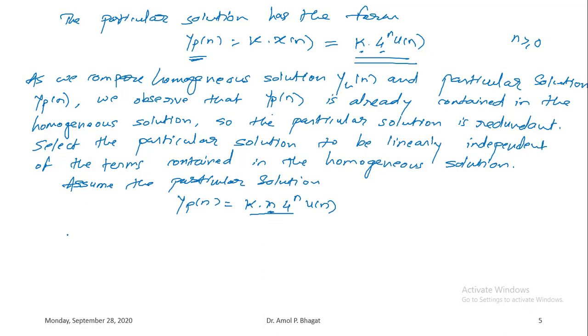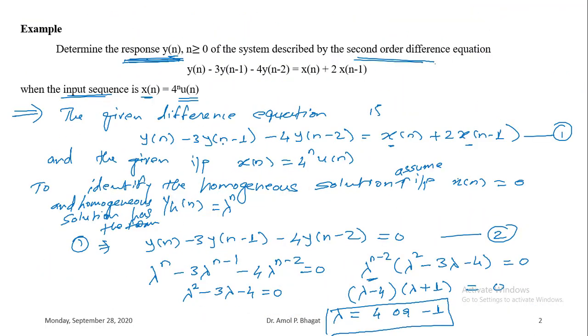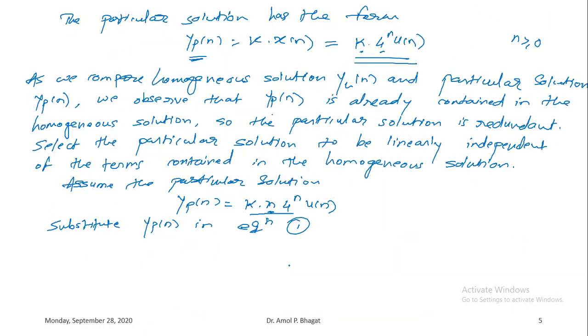So you have to substitute yp of n in equation 1, that is in the given input output difference equation. While substituting, you have to substitute the value of x of n as 4 raised to power n u of n plus 2 into 4 raised to power n minus 1 u of n minus 1. In place of y of n, you will substitute k into n into 4 raised to power n u of n.